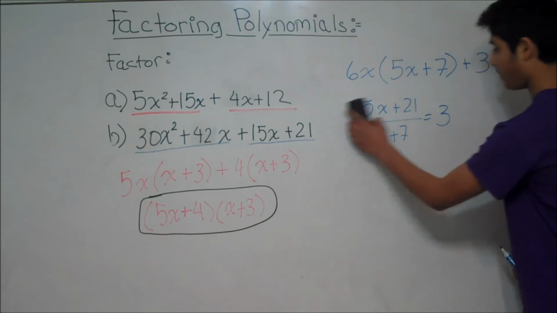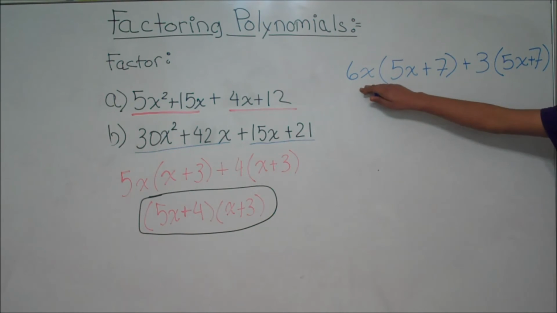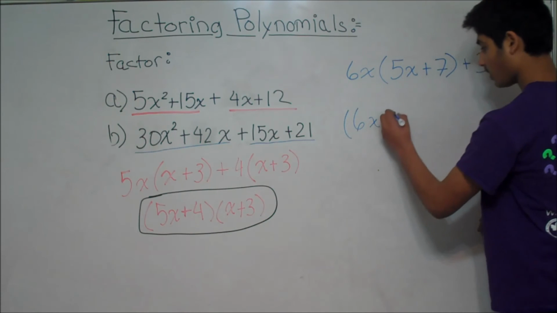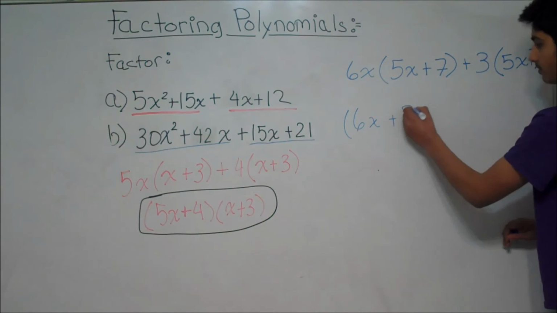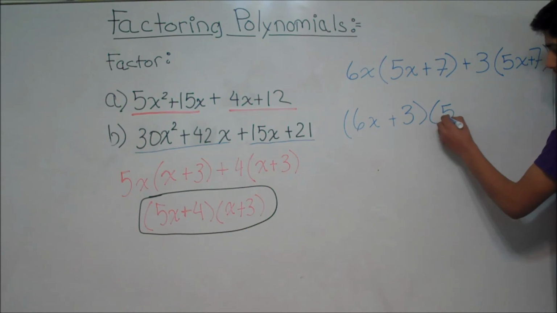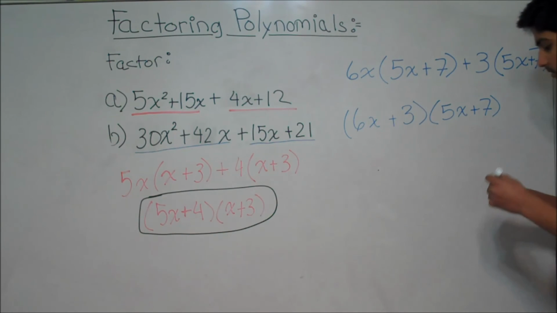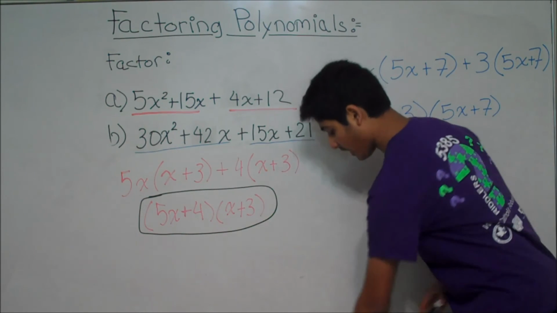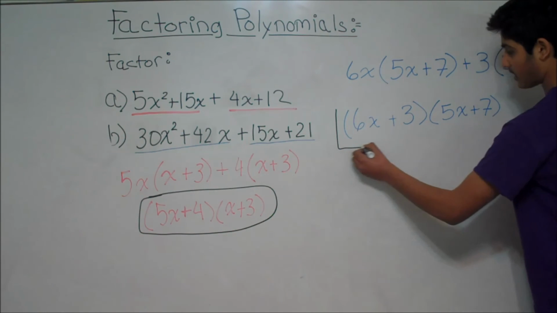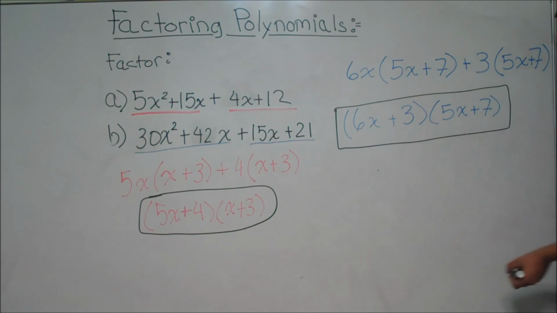Now, the next step is to do 6x plus 3 times 5x plus 7. So the answer to problem B is 6x plus 3 times 5x plus 7.